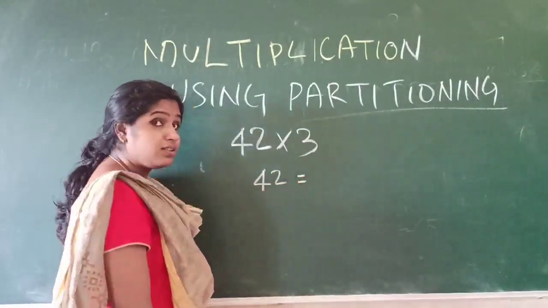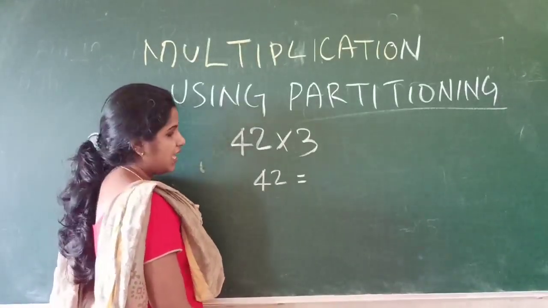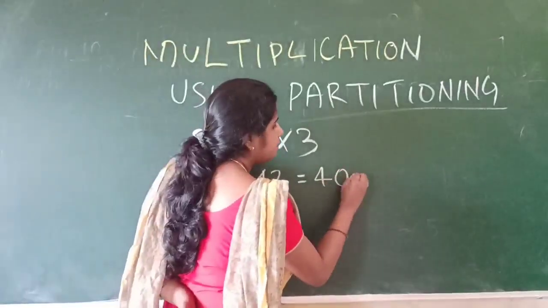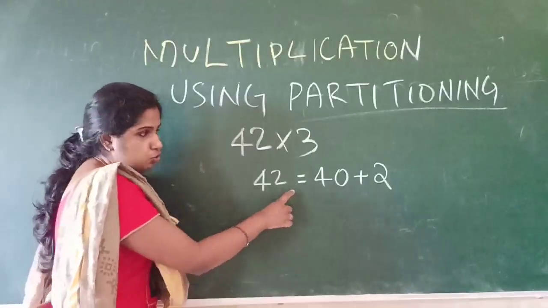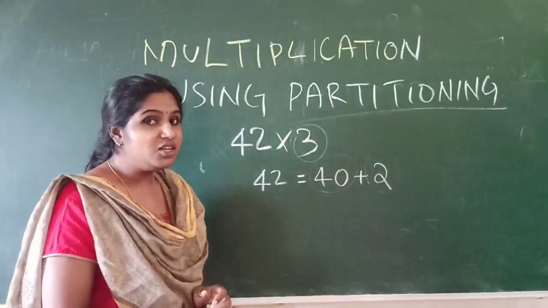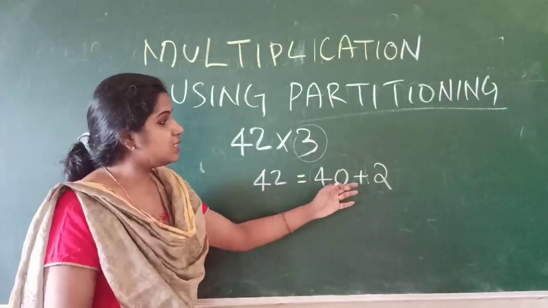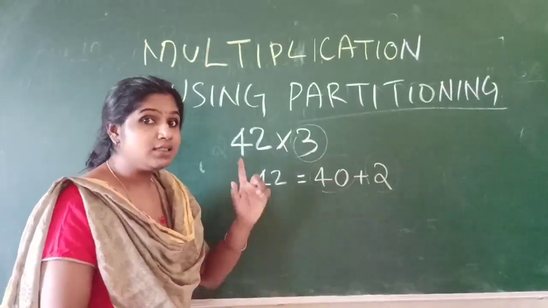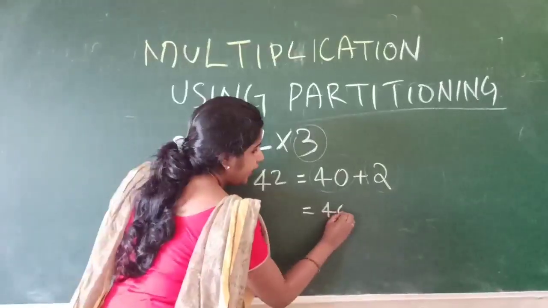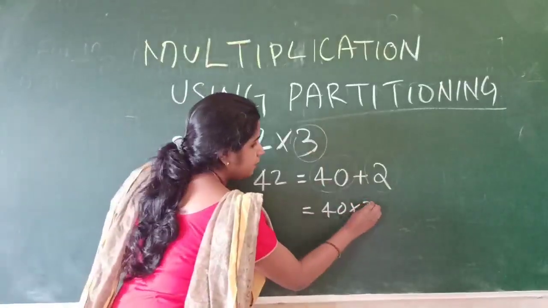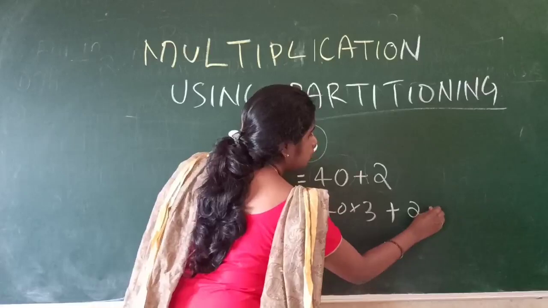Partition means the expanded form. What is the expanded form of 42? Yes, 40 plus 2. We will write the expanded form of 42: 40 plus 2. Now what will we do? We will multiply each of these partitions with 3. So what will we write? 40 into 3 plus 2 into 3.